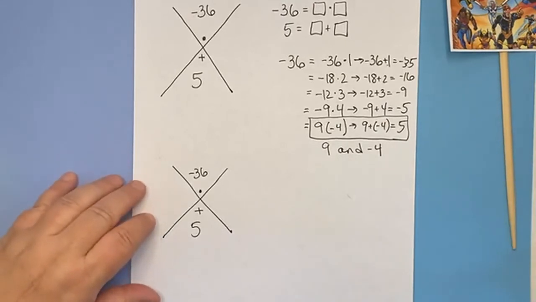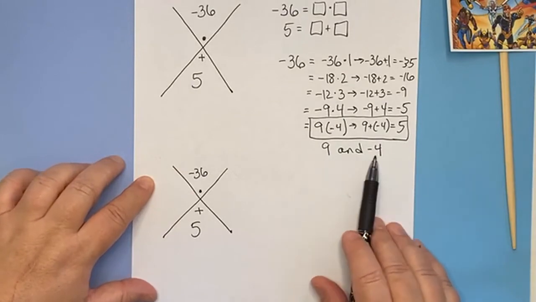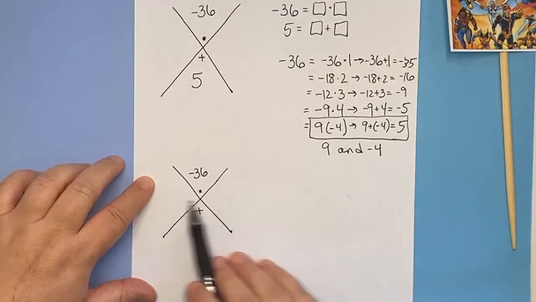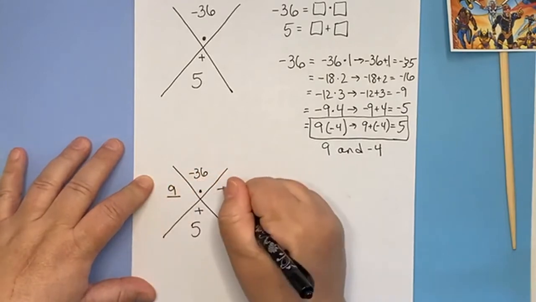You're so helpful. So I've got 9 and negative 4. Now, could you have gotten negative 4 and 9? Yes. These two numbers can come in either order. We're going to write 9, negative 4.